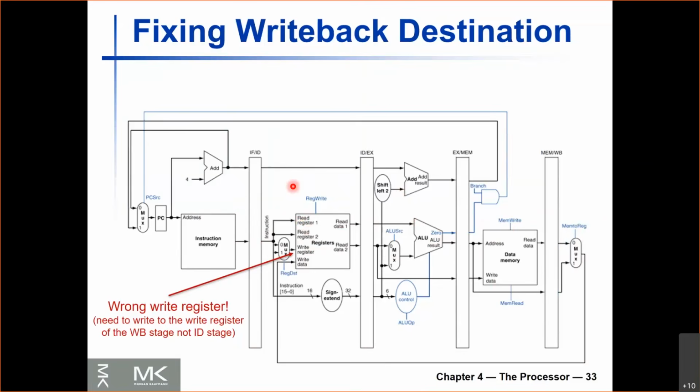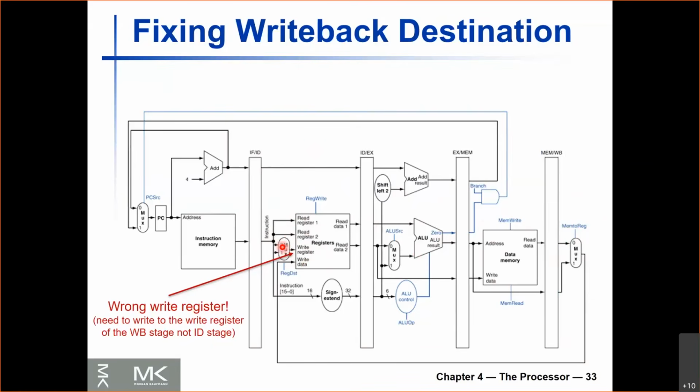So the way things are right now is I'm passing the write register for the instruction that's in the decode stage. And that's incorrect. I only want to read the registers for the instruction that's in the decode stage. I want to write to the register for the instruction that's in the write back stage. Now, how do I know the destination register for the instruction that's in the write back stage? Well, the way that I know that is by bringing it with me from the instruction decode stage.